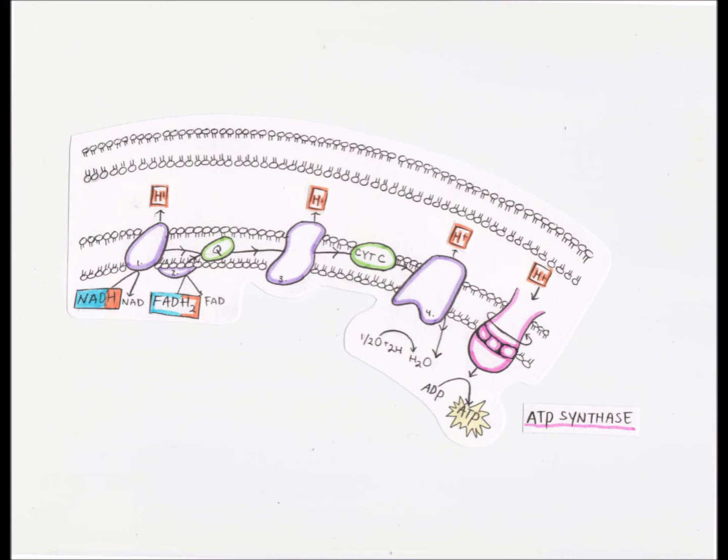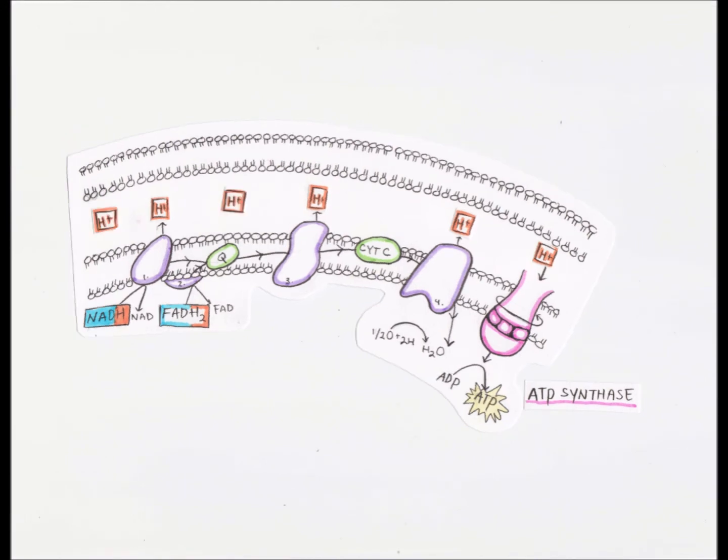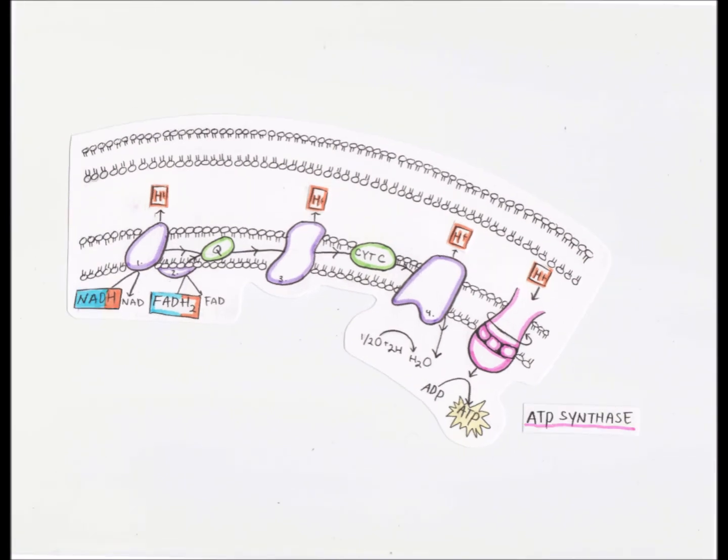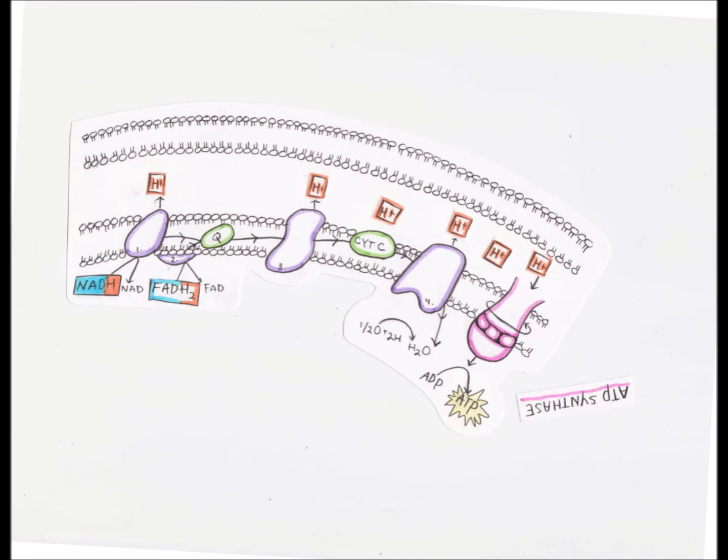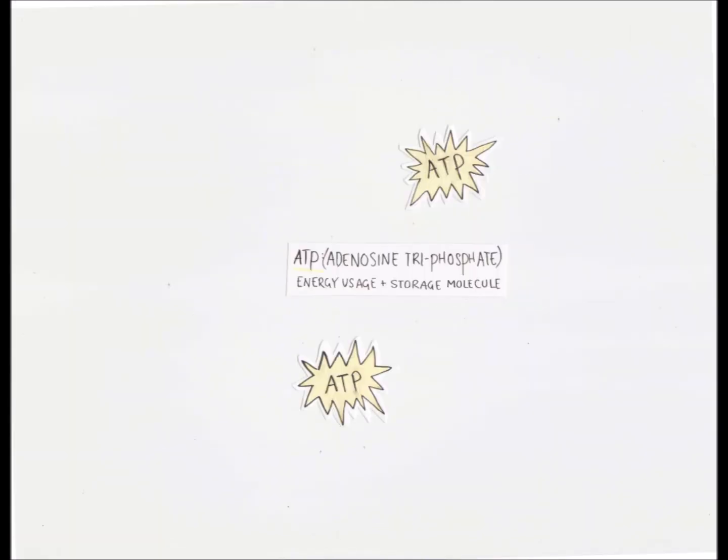This creates an area of higher concentration of protons in the intermembrane space, so naturally they want to move to an area of lower concentration within the matrix. However, the protons now have only one entry point back into the matrix, and that's through a protein known as ATP synthase, which makes, you guessed it, ATP.